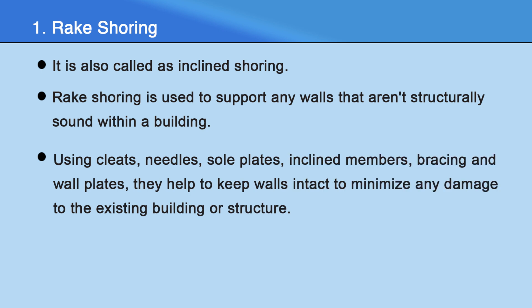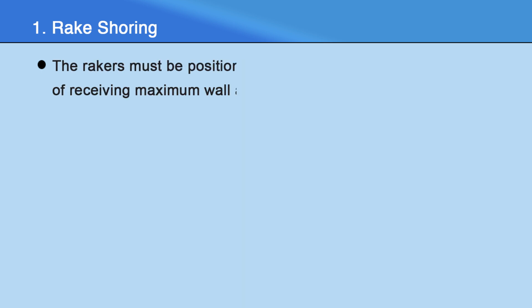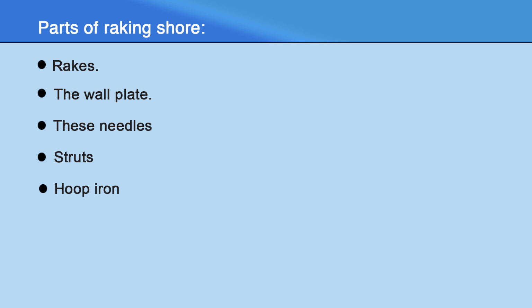Using cleats, needles, sole plate, inclined members, bracing and wall plates, they help to keep the wall intact to minimize any damage to the existing building or structure. It is used to transfer a floor and wall load to the ground utilizing the sloping struts and the racks. Rackers must be positioned correctly so that they are capable of receiving maximum wall and floor loads. Now the few parts. The inclined member which gives lateral support to the walls is called a rack.